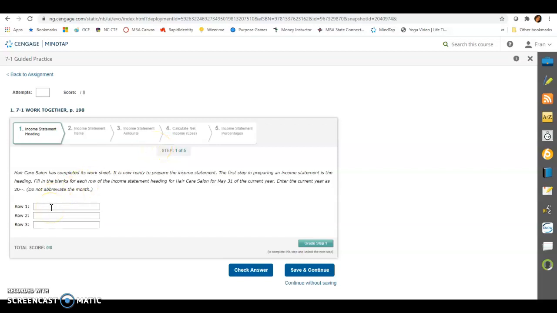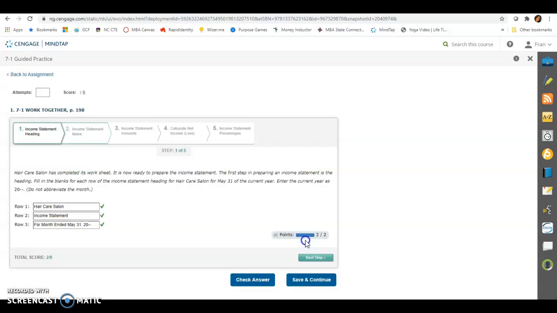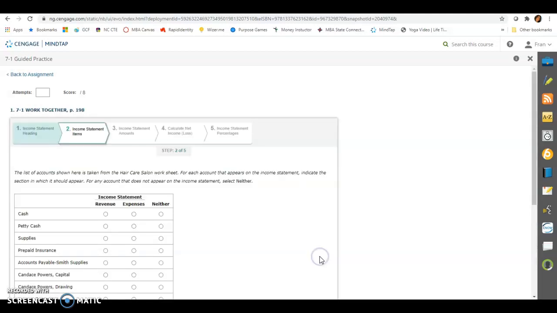First step will be the income statement heading, and always the company name is going to go first. And the company name, if you're wondering where it is, is right here up in the instructions. And this is the income statement, as I said. And it says it's for the month ended May 31st. We'll grade that first step, and we'll go on to step 2.